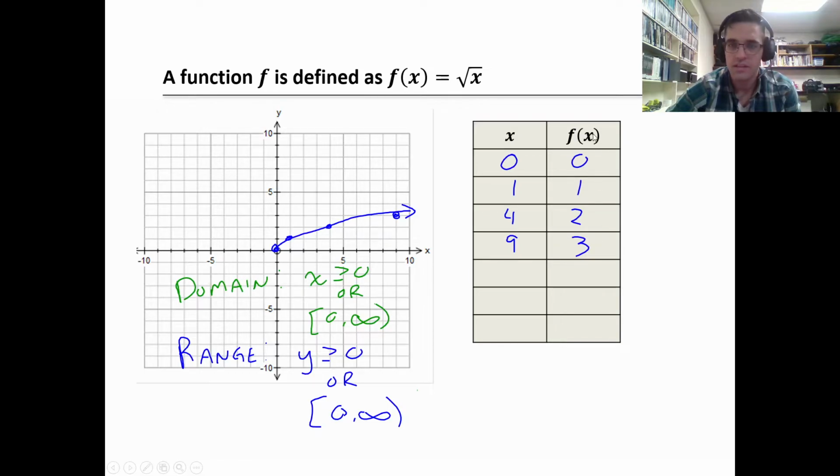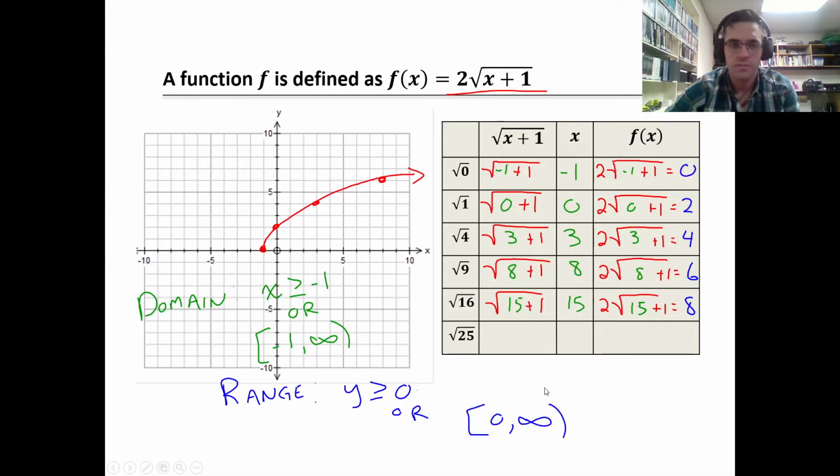Another way of saying that is any value I put in for x, the only y values I can get for f of x is going to be 0 or a number greater than 0. So our range, we can say, is y is greater than or equal to 0, or we could say in interval notation from 0 to infinity, square brackets on 0, because 0 is included.